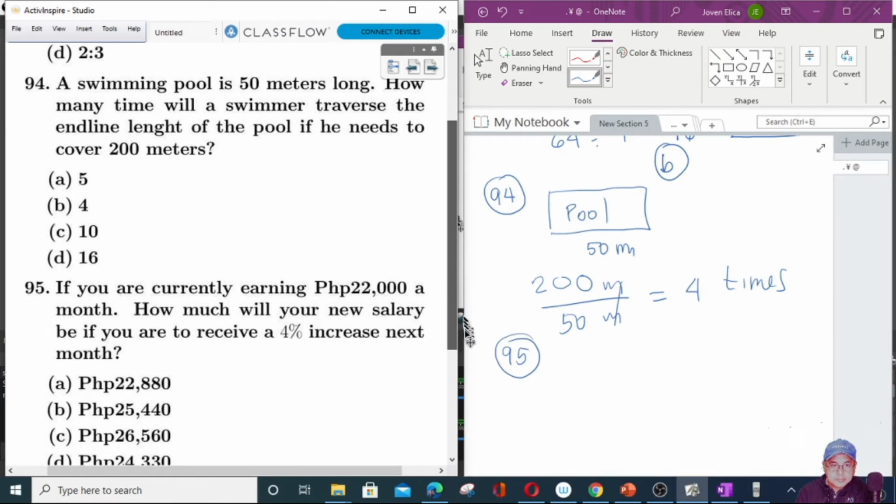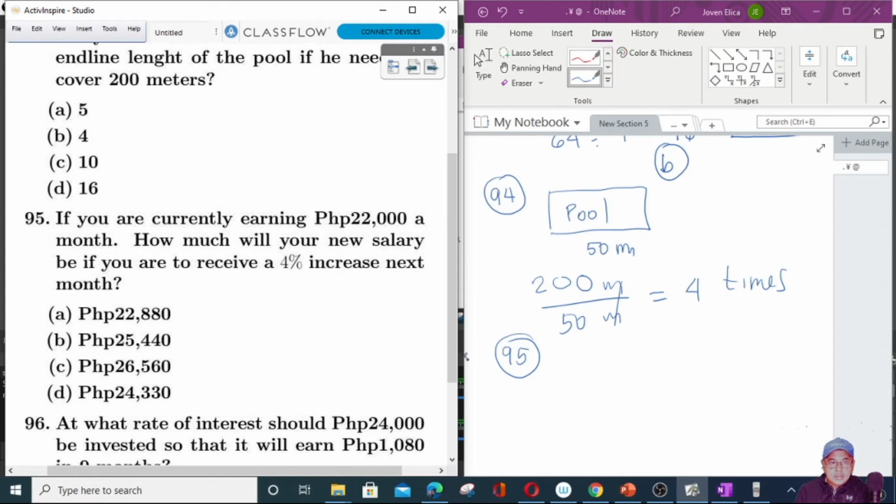Number 95. If you are currently earning 22,000 a month, 95. This is a simple interest question. Currently earning 22,000 a month. How much will your new salary be if you receive a 4% increase next month? How much will your new salary be? So very simple.